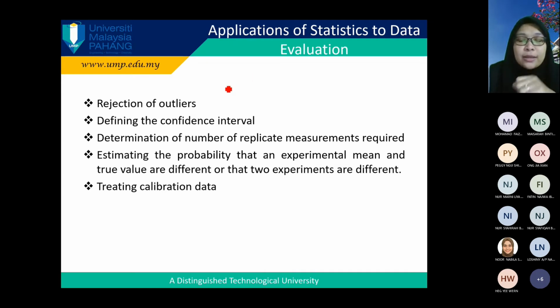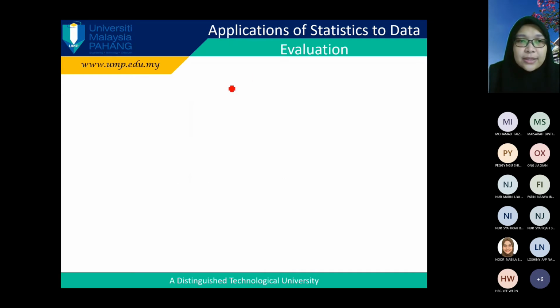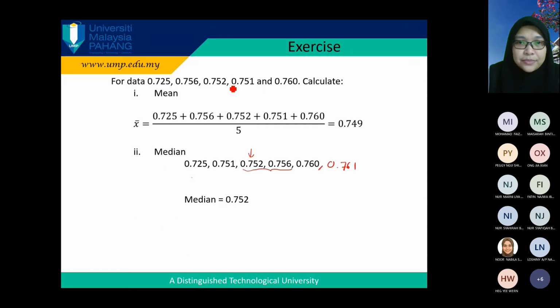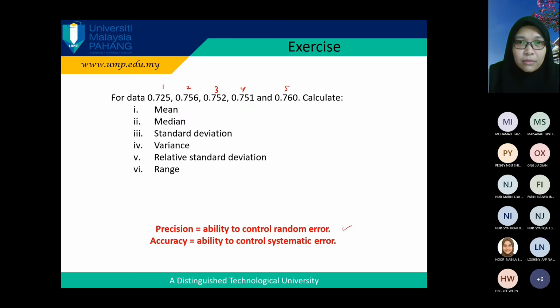So let's look at the previous example. We have 5 values here. If you can see here, we have 0.725, which is very far from others. We have 5 here, 5, 5, and 6. But the first one is 0.725. It is quite far from others.